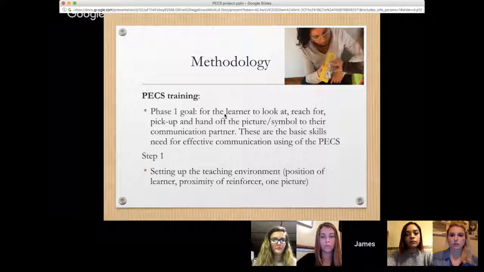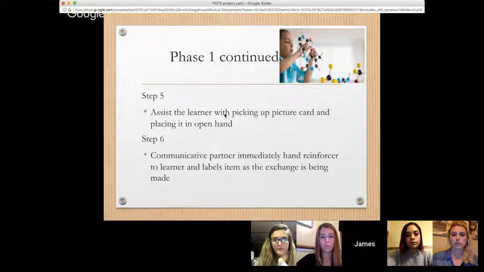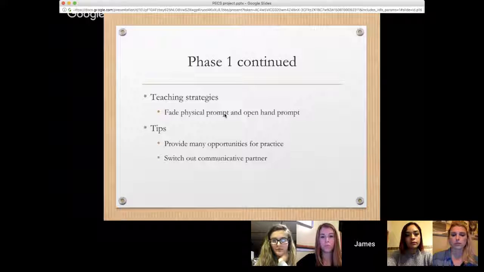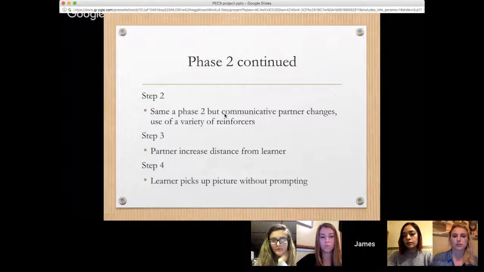Some teaching strategies that are used during phase 1 and 2 of training include a physical prompt and an open hand prompt. It is important to fade out these prompts as quickly as possible. For the purpose of this training, I will not be explaining prompt fading. Next, I will play the video demonstrating phases 1 and 2 of the PECS training. Before I do that, here are some steps to phase 1, teaching strategies and tips, and phase 2.